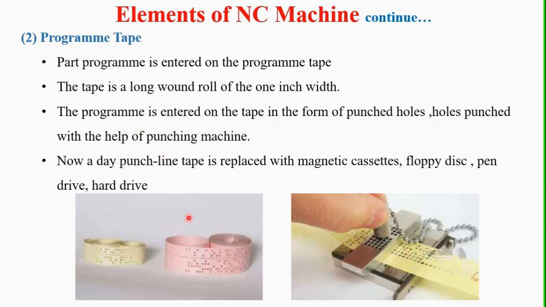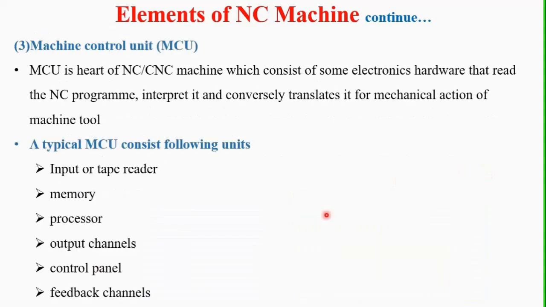Nowadays, punched tape is replaced with magnetic cassettes, floppy disks, pen drives and hard drives. Also, nowadays the numerical control machines are converted into computer numerical control machines. Therefore, as computers are used to control these machines, cassettes, floppy disks or pen drives can also be used nowadays.